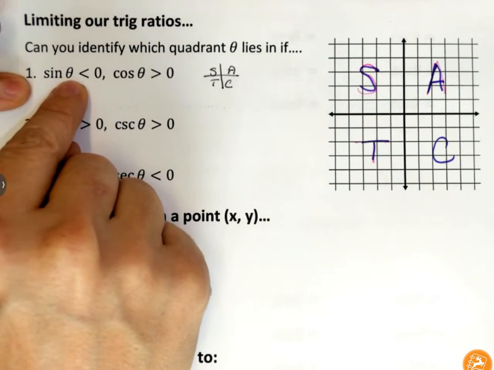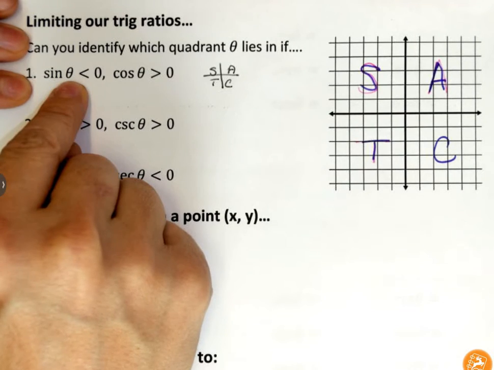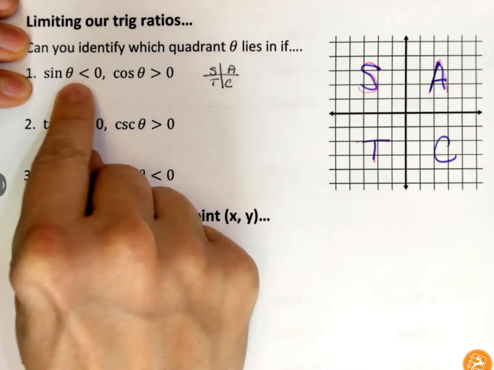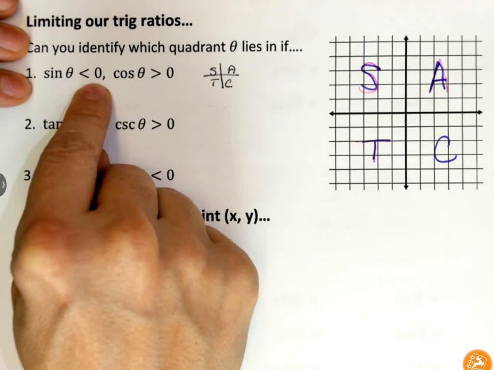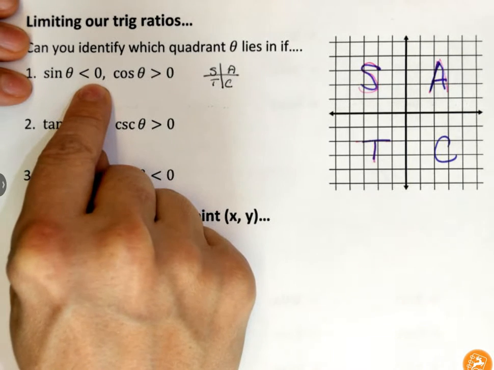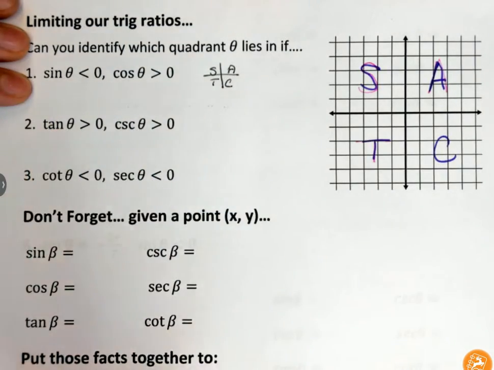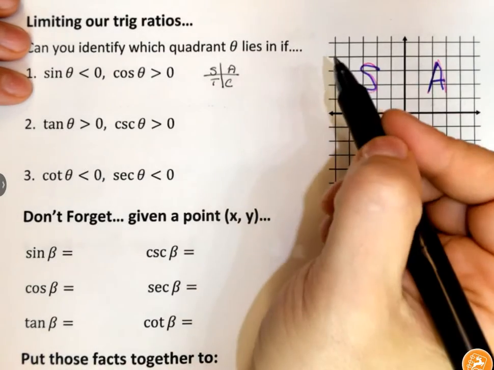Now, this first thing says sine is less than 0. That means, is sine positive or negative? If it's less than 0, it is negative. Which quadrants have a negative sine?